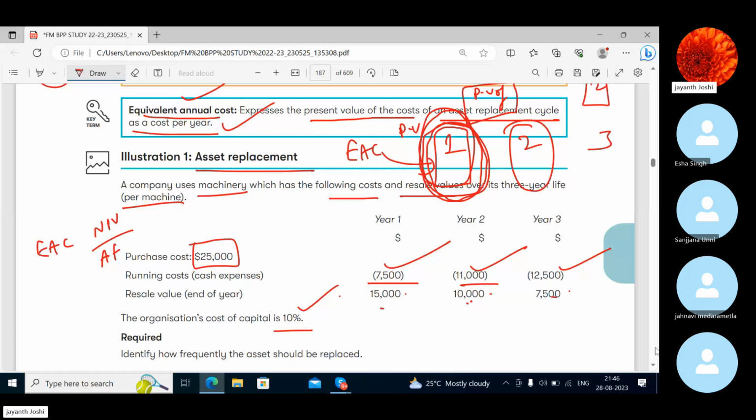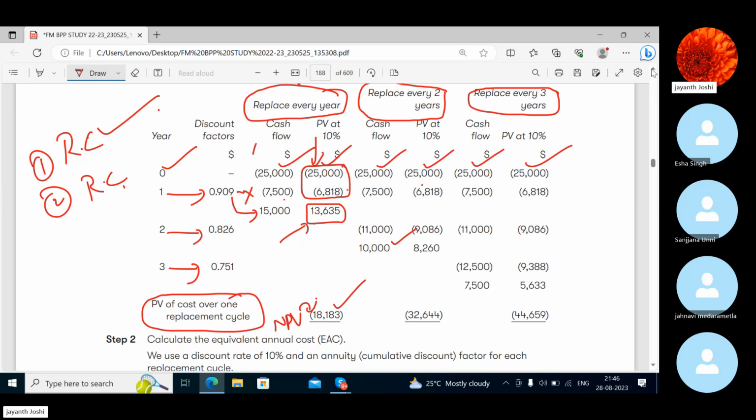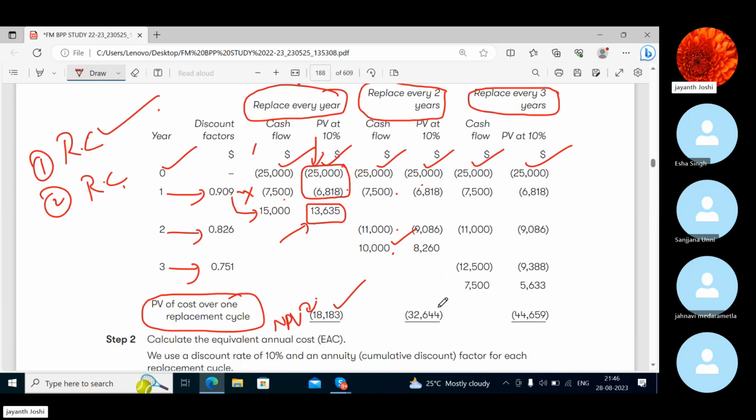Second year resale value. So that means here you are planning to sell the asset in the first year. Here, if you want to sell your asset in the second year, that means you are using the asset for the first year and also for the second year. So you're going to incur the running cost for the first year, for the second year, and then you're selling it. Okay, all the present values are given and the NPV is found out, still it's a negative value.